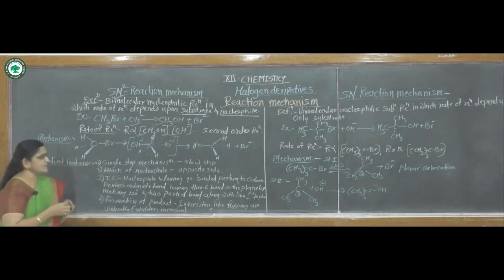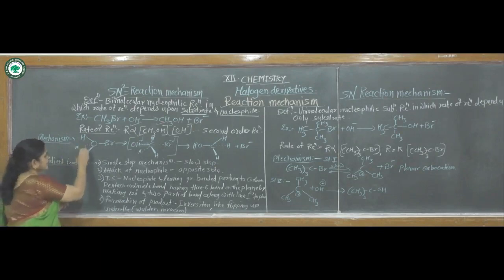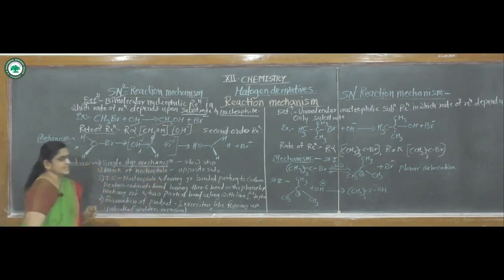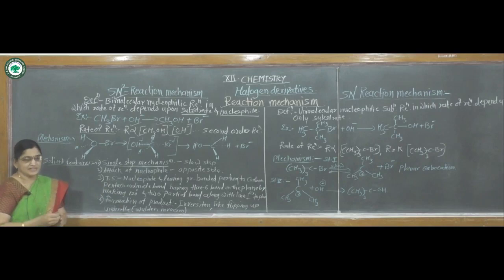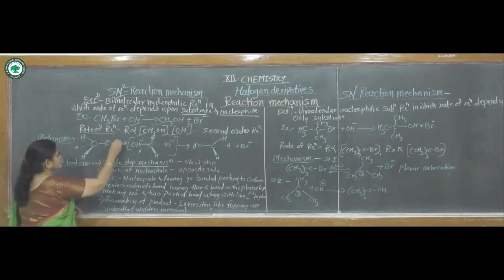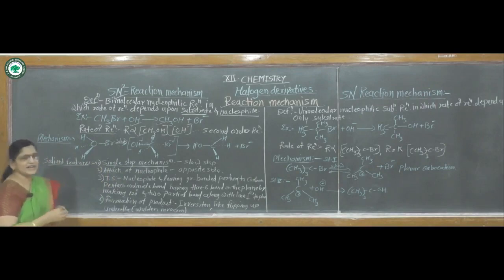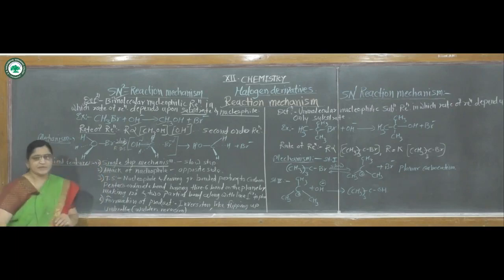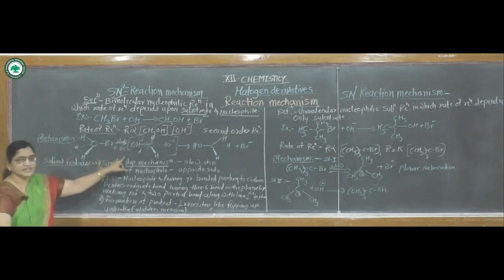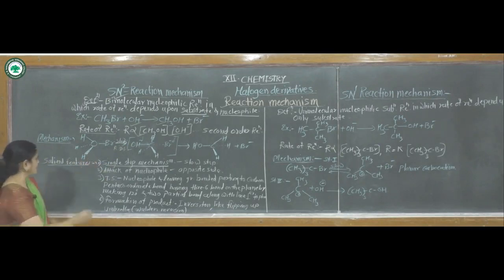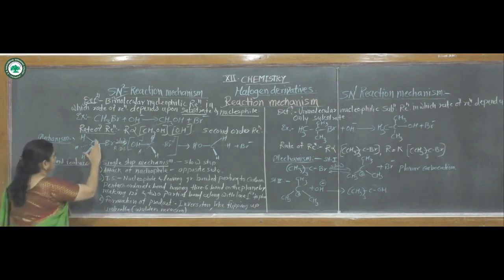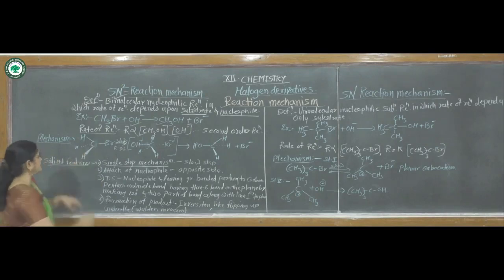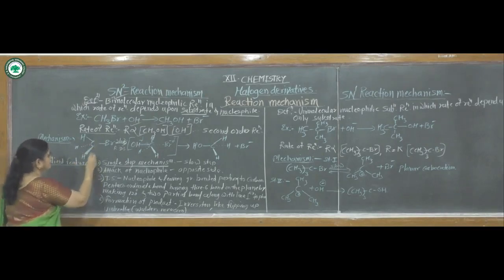The mechanism of this reaction is a single step mechanism. This is also called the slow step, or the rate determination step. In this there is a reactant, that is methyl bromide. The name of this compound is methyl bromide.